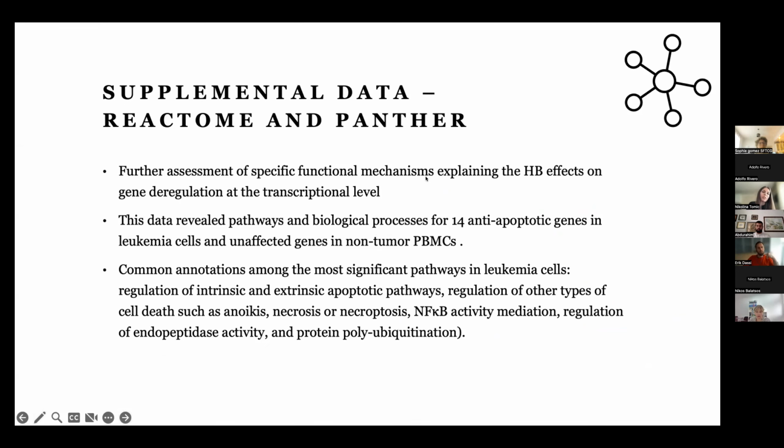and unaffected genes in the non-tumor cells, peripheral blood mononuclear cells. The common adaptation among the most significant pathways in leukemia were again regulation of intrinsic and extrinsic apoptotic pathways, also regulation of other types of cell death such as necrosis or necroptosis, again NF-kappa B activity mediation, regulation of endopeptidase activity, and so on.